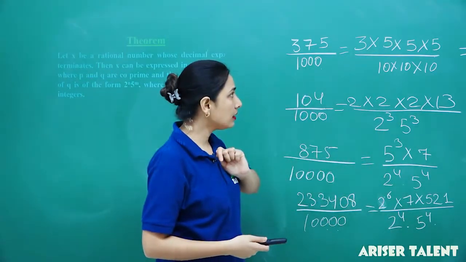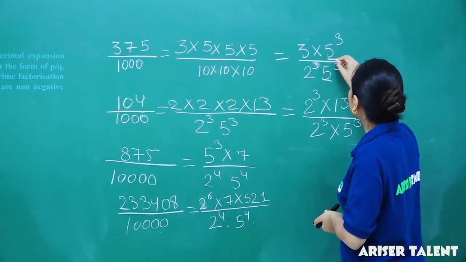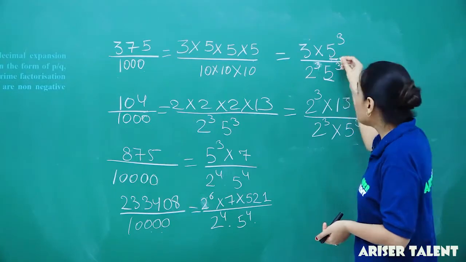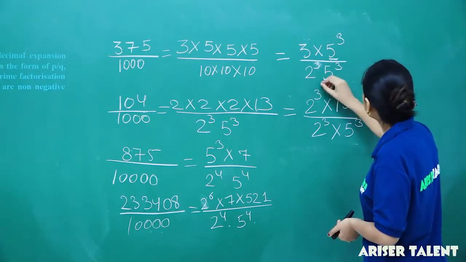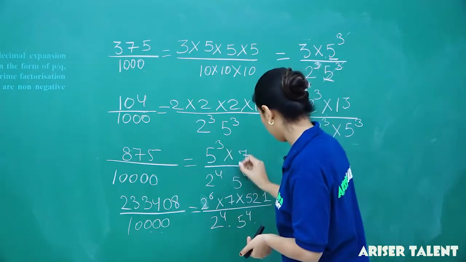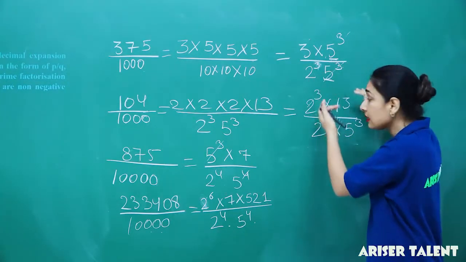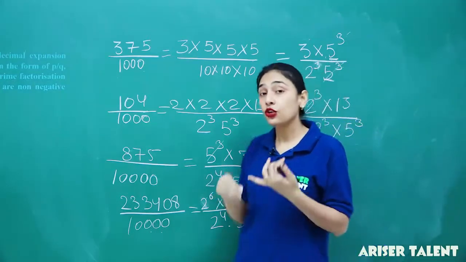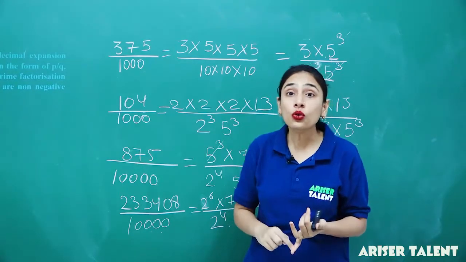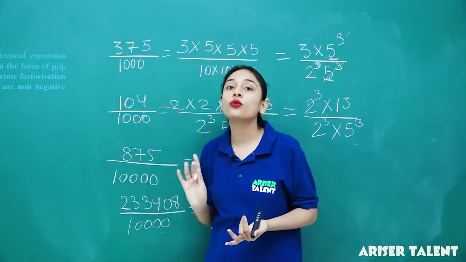Now, if you are asking, here we have 5 raised to power 3 and 5 raised to power 3 as common factors. So, these numbers are not co-prime. Just cancel it out. Even if you cancel it out, in each case the leftover denominator is in the factorization of 2 and 5. So, this theorem is still true, right?